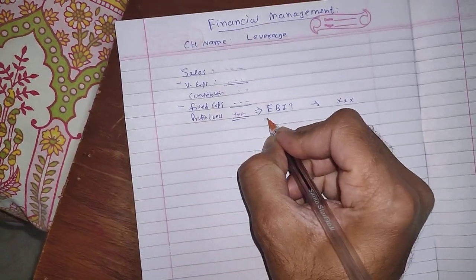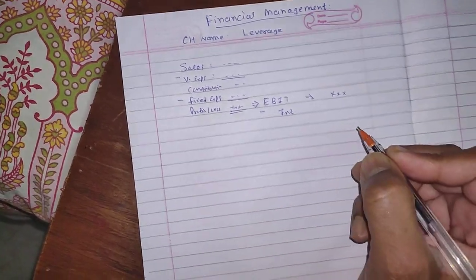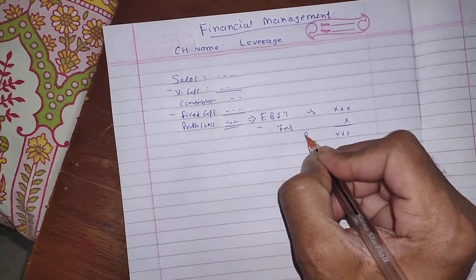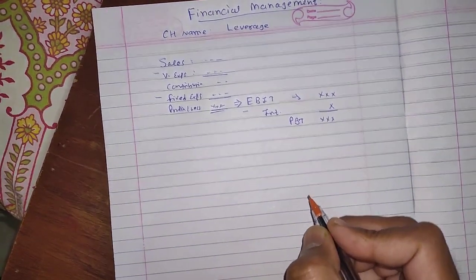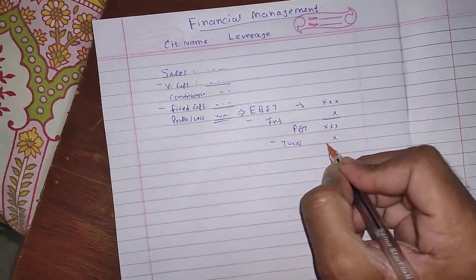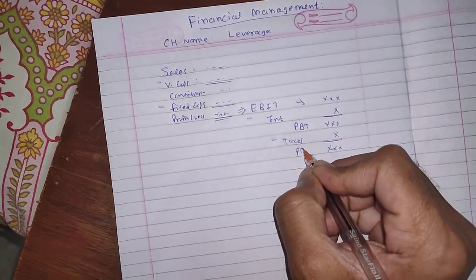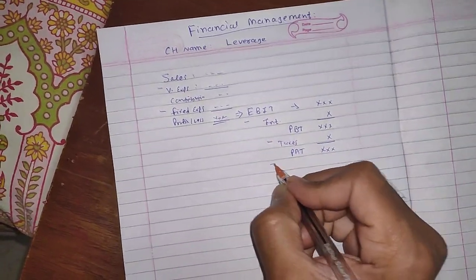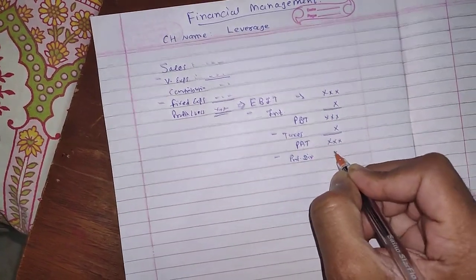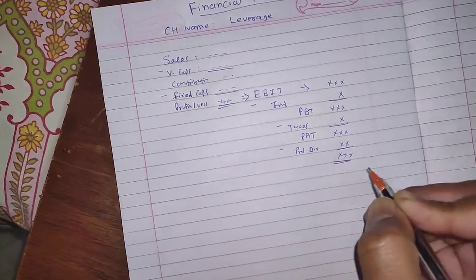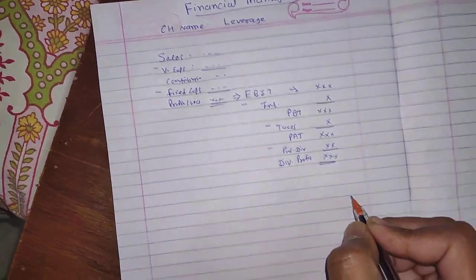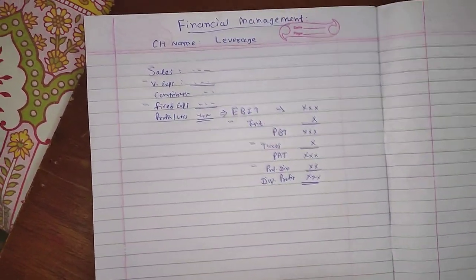Out of EBIT, first of all, we have to subtract interest on term loan or debentures. We get profit before tax. From this, we have to subtract taxes, which is generally 50%. We get profit after tax. Out of this, we have to subtract preference share dividend, and you get divisible profit. Many students might be aware this is a structure related to trading on equity.